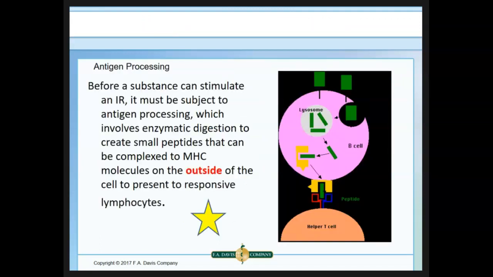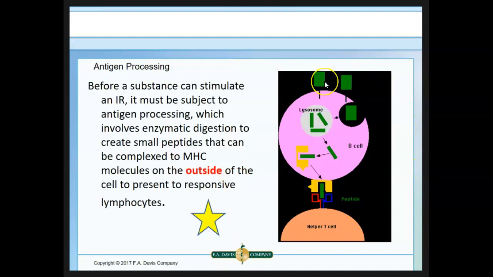Antigen processing. So this is what happens. Before a substance or immunogen can stimulate an immune response, it must be subject to antigen processing, which involves enzymatic digestion to create small peptides that can be complexed to the MHC molecules on the outside of the cell to present to responsive lymphocytes. So again, here's the picture a little bit bigger.